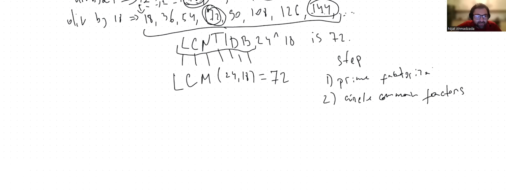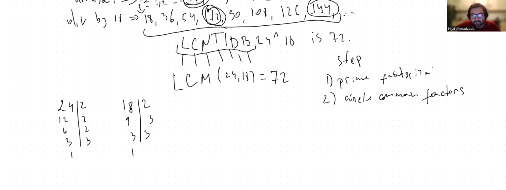Okay, so again, remember the prime factorization of 24 and 18. For 24, we got 2, 12, 2, 6, 2, 3, 3, 1. Good. For 18, 2, 9, 3, 3, 3, 1. That's it. The first step is done. Second step, circle common factors. So 2, is it common here and here? Yes, it is. So we're going to circle it. 2, is it common? No. 2, is it common? No. 3, is it common? Yes, we're going to circle it.